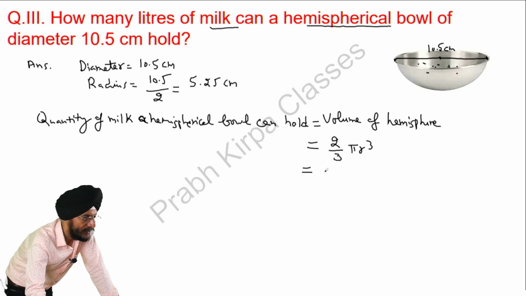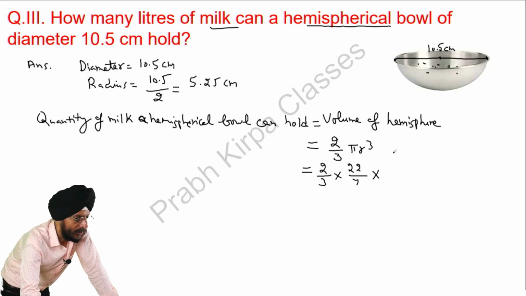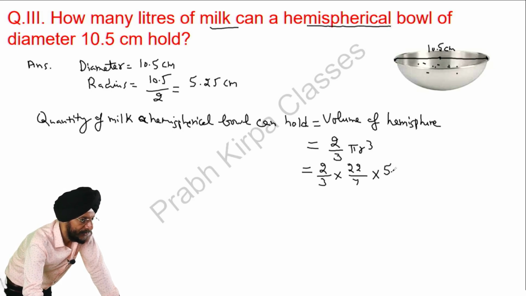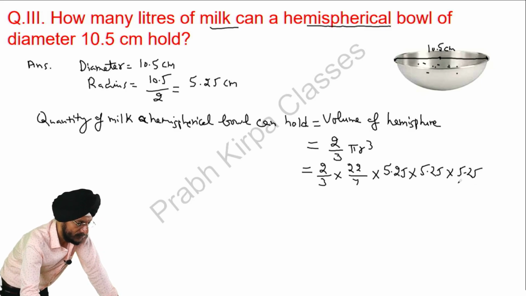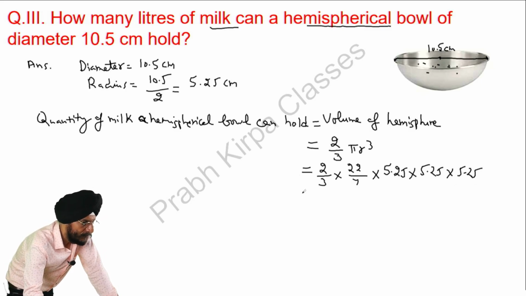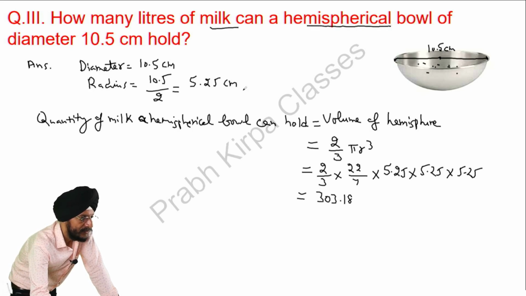Now we will fill in the values. 2 over 3 pi means 22 over 7. Now we will put in the value of r cube. So we will multiply 5.25 three times. So when we solve it, we will arrive at 303.18 cubic centimeter.